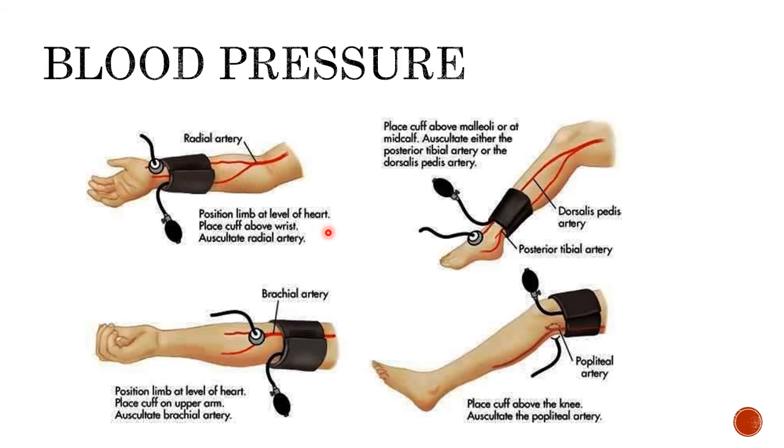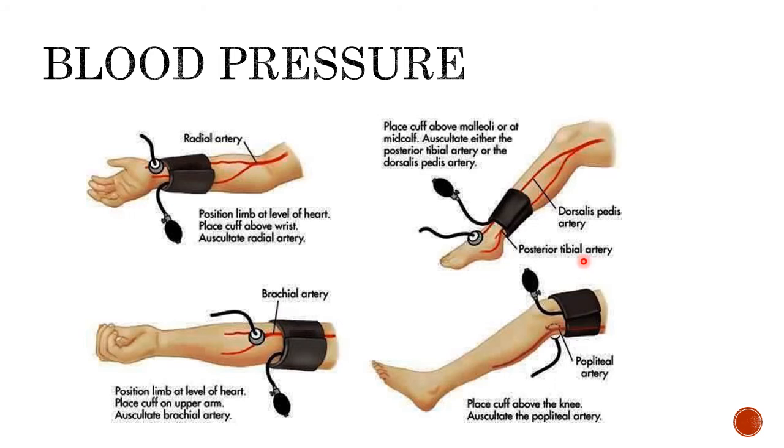Position limb at level of heart. Place cuff above the wrist. Auscultate radial artery. There are times when you can't do it on the upper limbs and you have to go further down to the lower limbs. So there is the dorsalis pedis artery and the posterior tibial artery.